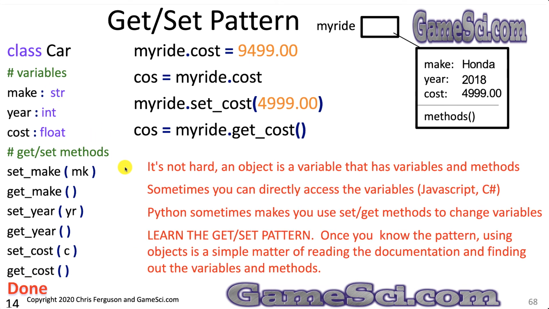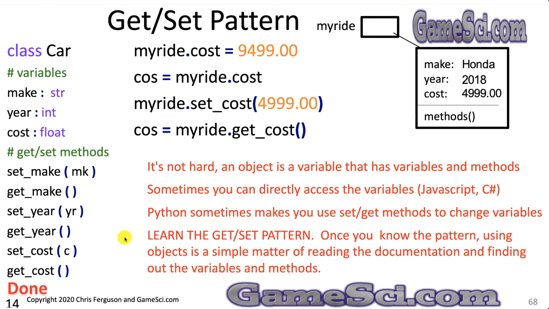It's not hard. An object is a variable that has variables and methods. Sometimes you can directly access the variables like JavaScript and C# do. Python sometimes makes you use get and set methods to change the variable. That's why you have to learn both ways of doing it. Sometimes you can directly change the variables of an object. Sometimes you have to use methods to access and change the variables.